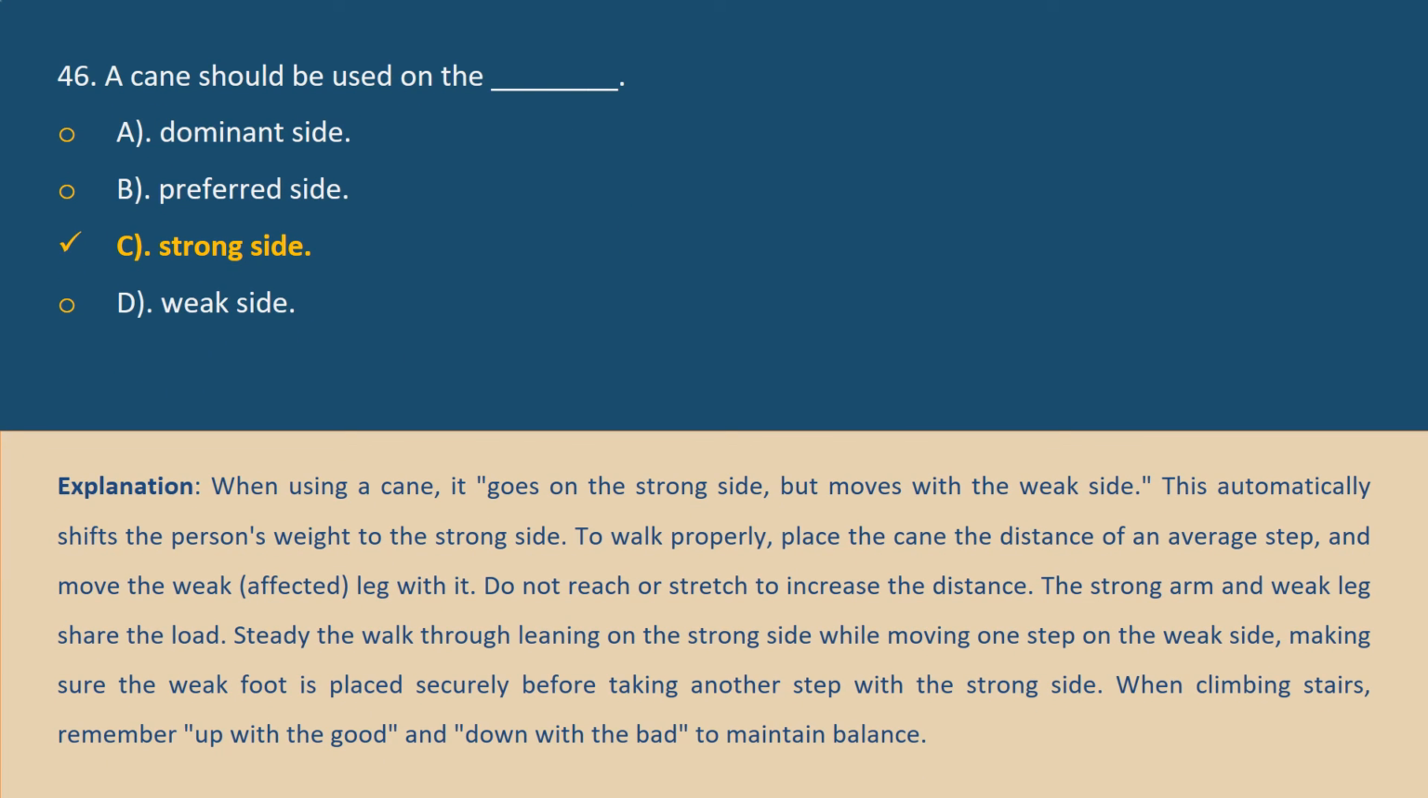Answer C. Explanation. When using a cane, it goes on the strong side but moves with the weak side. This automatically shifts the person's weight to the strong side. To walk properly, place the cane the distance of an average step and move the weak leg with it. Do not surge or stretch to increase the distance. The strong arm and weak leg share the load. Steady the walk through leaning on the strong side while moving one step on the weak side, making sure the weak foot is placed securely before taking another step with the strong side. When climbing stairs, remember up with the good and down with the bad to maintain balance.